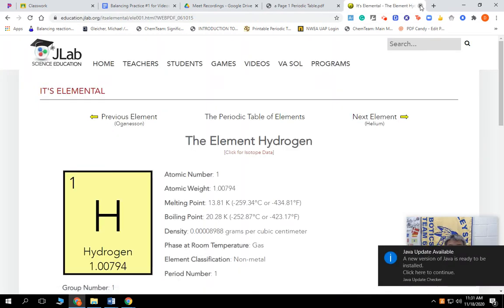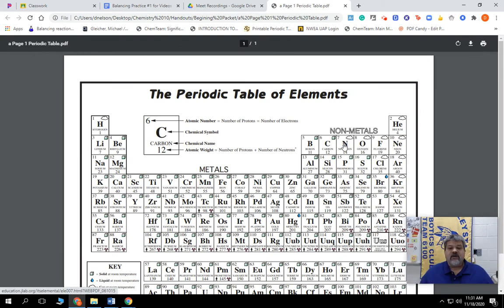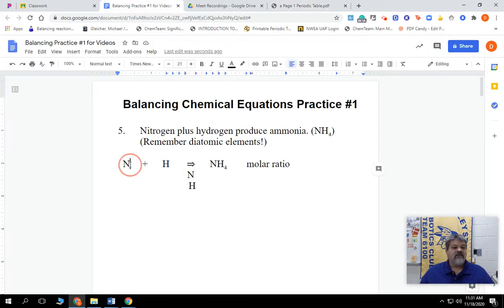Okay, so we're going to get back out of that. So we have hydrogen plus nitrogen, oxygen, fluorine, chlorine, bromine, and iodine. Those are 7. Hopefully you have them identified. So let's go back to the question. We have nitrogen, so nitrogen is diatomic, so we are going to give it a 2. So is our hydrogen, so we're going to give it a 2. And so there now is our balanced chemical equation, N2 + H2 yields NH4.